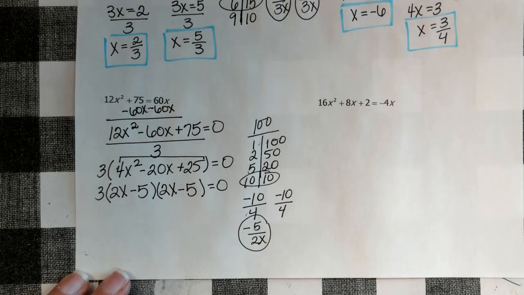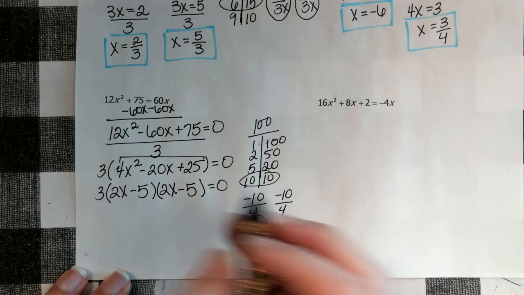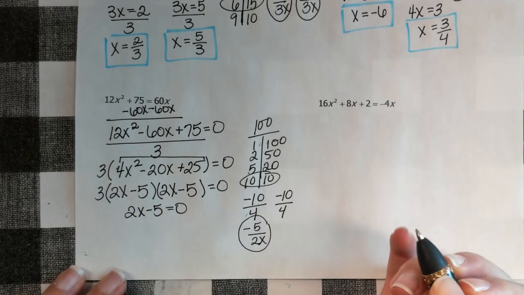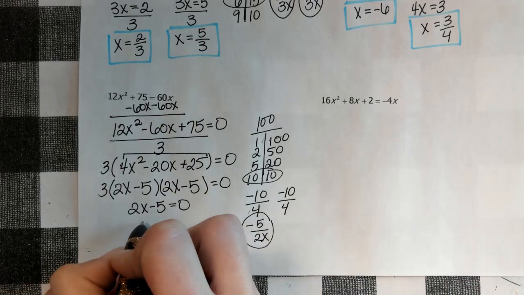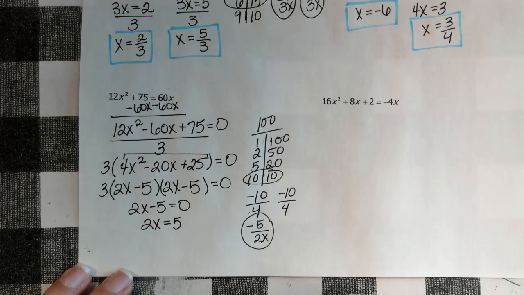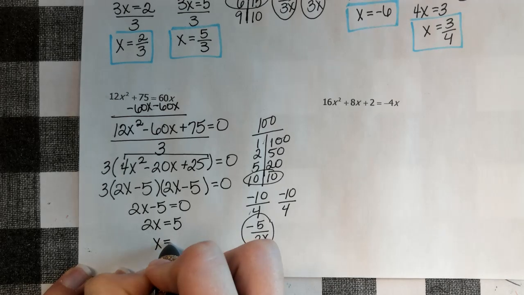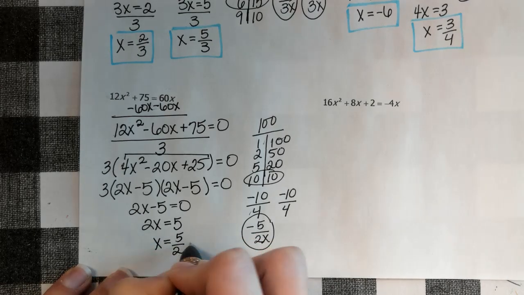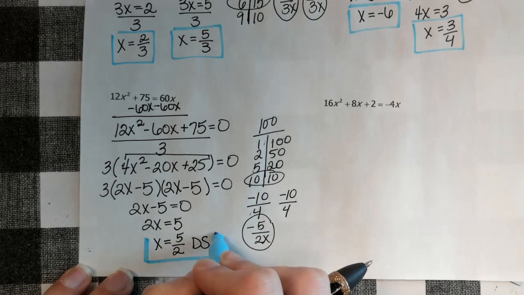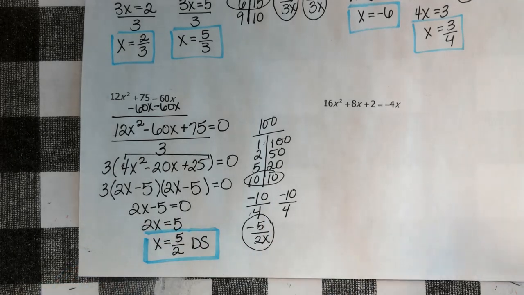What does that create? Double solution. So I can just do it once, and it just means I have the same solution. So add your 5 and 2x equals 5. Divide by 2. x equals 5 halves. And I tack on that DS for double solution.